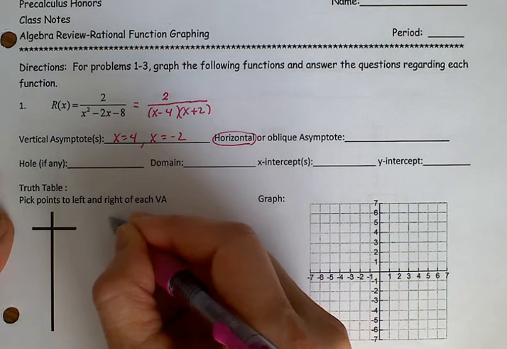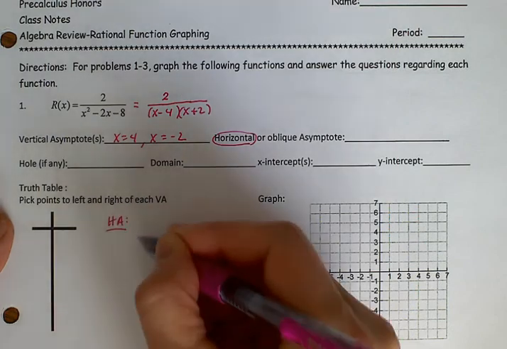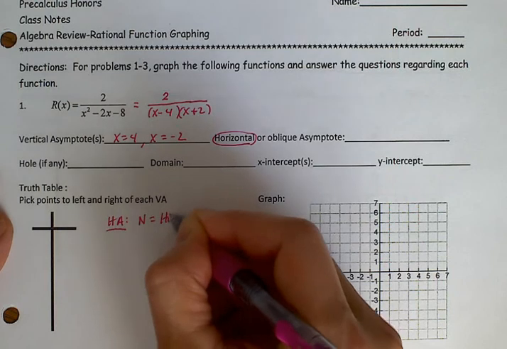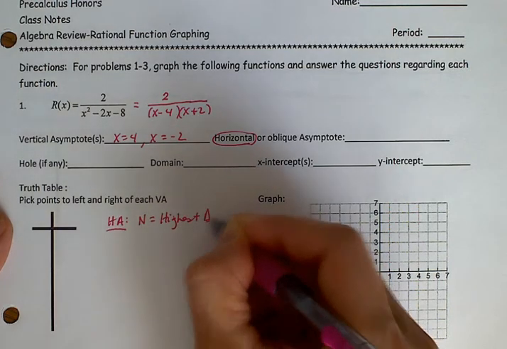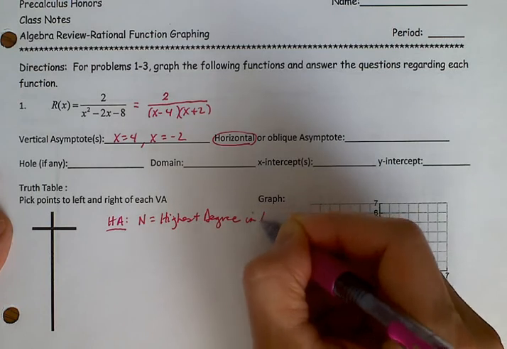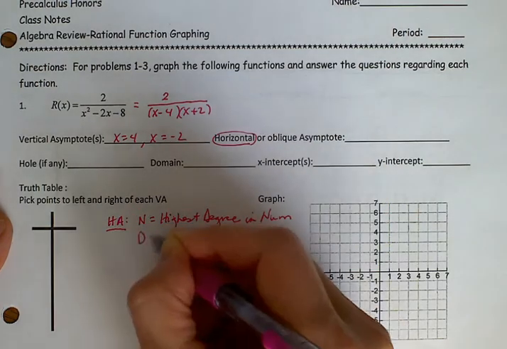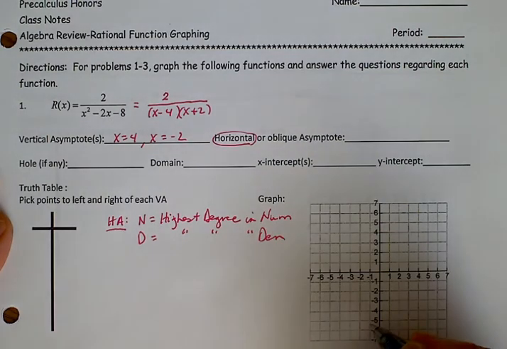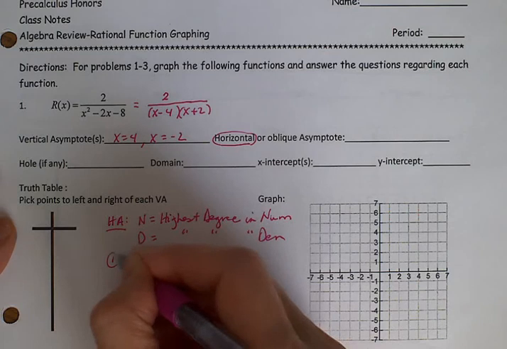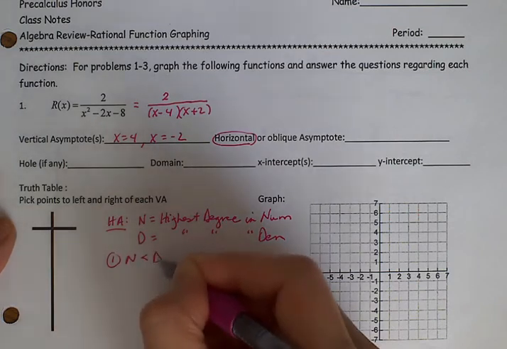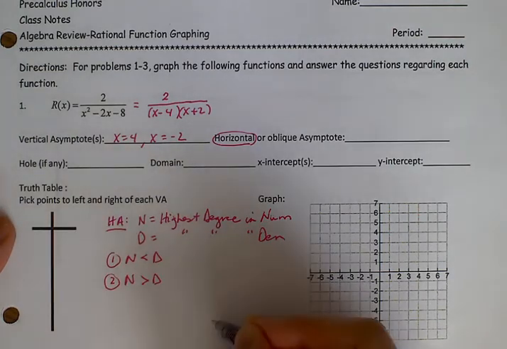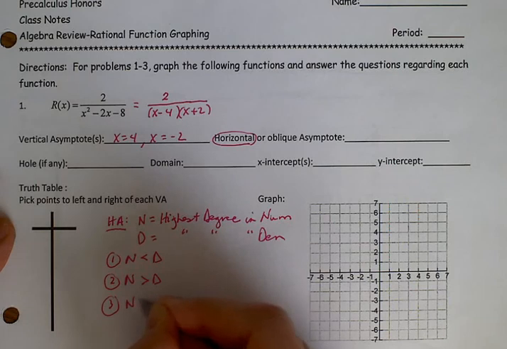For the horizontal asymptote, let me write the general rule down here below. For the horizontal asymptote, you're going to find the highest degree in the numerator. I'll call that n, so n is equal to the highest degree in the numerator. And d I'll call the highest degree in the denominator. There will be 3 options. Either the numerator's power is less than the denominator's, the numerator's power is greater than the denominator's power, or they are equal.